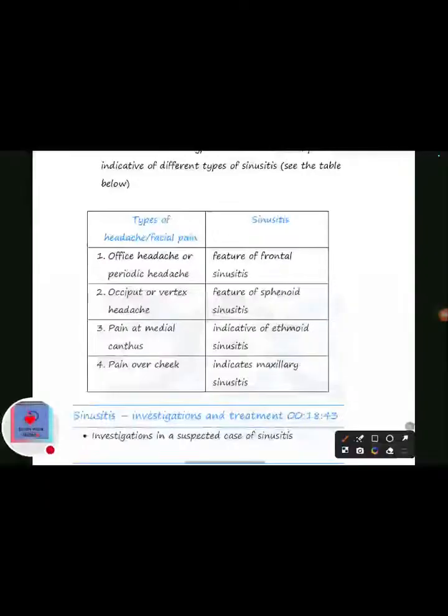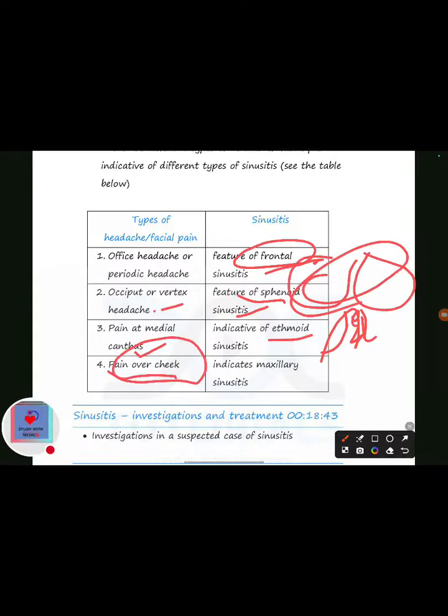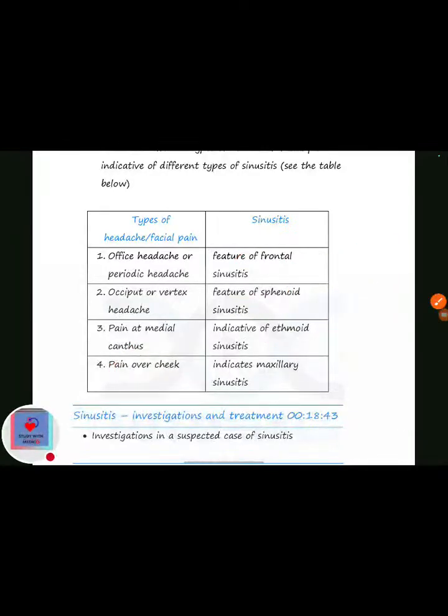If the patient complains that when bending the head they get a headache, it is frontal sinusitis. Office headache or periodic headache: the patient is sitting and focusing on the device. Occipital or vertex headache is sphenoid sinusitis. Pain at the medial canthus suggests ethmoid, because the ethmoid is medial. Pain over the cheek suggests the maxillary sinus, the pyramidal sinus present below the orbit and the cheeks.